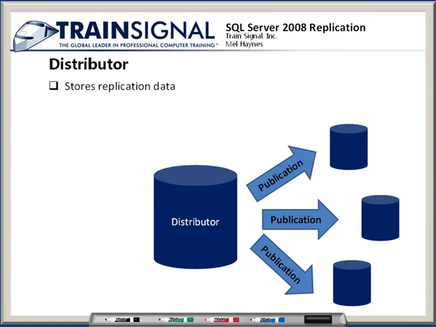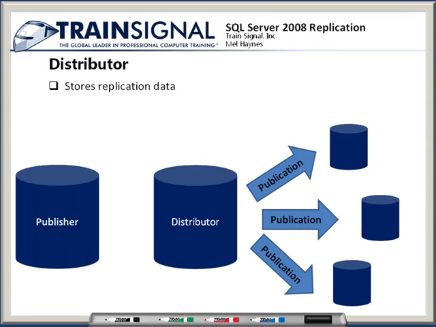The distributor stores the replicated data and then is responsible for passing that out and communicating with the various subscribers. You don't have to have a separate box for distributor and publisher. It's actually very common to have both of those operating on the same server. You only need to look at breaking those into two separate servers if your data demands and the amount of work going on in your environment requires that.